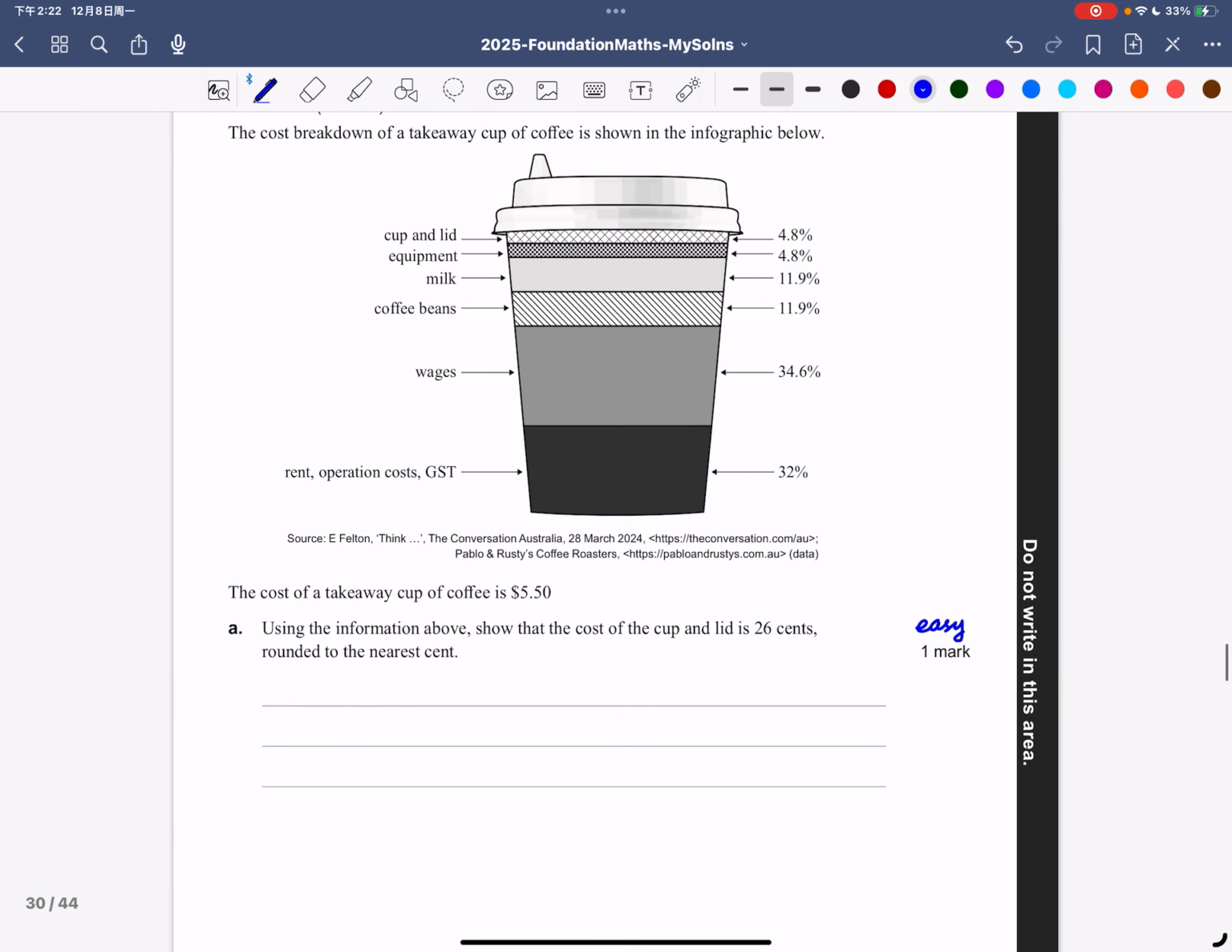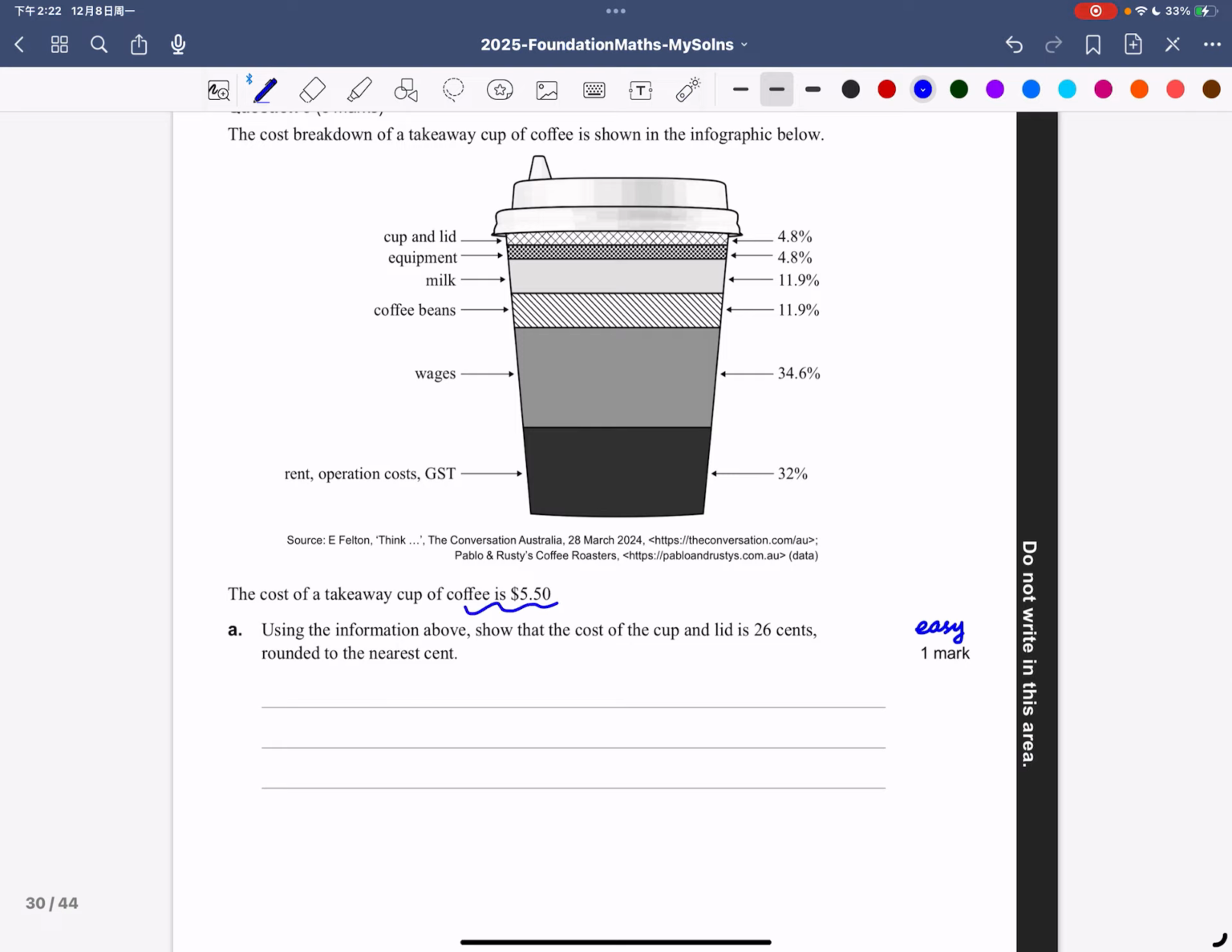Question 9. The cost breakdown of a takeaway cup of coffee is shown in the infographic below. Using the information above, like each cup of coffee, the cost is $5.50. Show that the cost of the cup and lid is 26 cents. Cup and lid 4.8. So we have $5.50 times 0.048, something along this line.